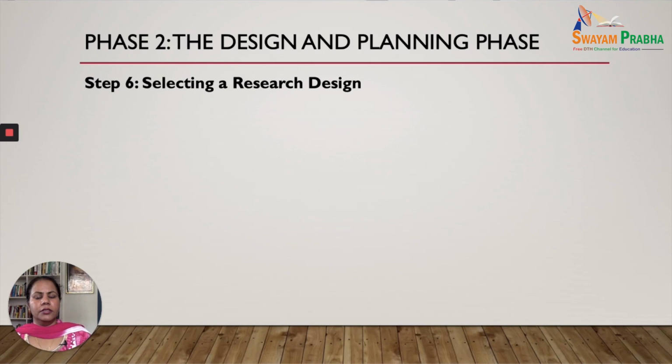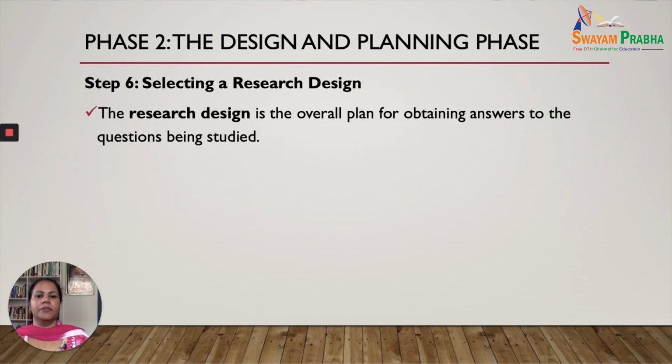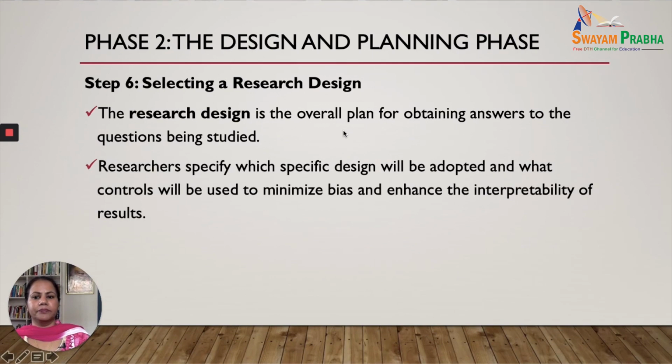Now, step 6 of the total research process, or the first step of the designing and planning phase, is selecting a research design. So what is the research design? Research design is the overall plan for obtaining the answers to the questions being studied. So whatever research question we have posed, how we will be obtaining the answer, the overall plan, is the research design.